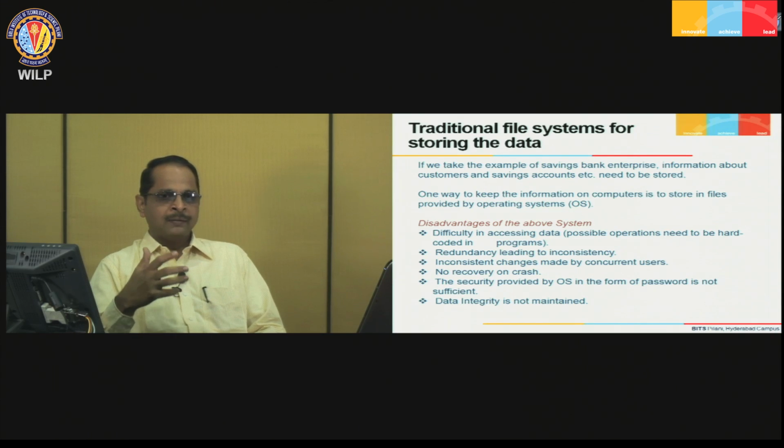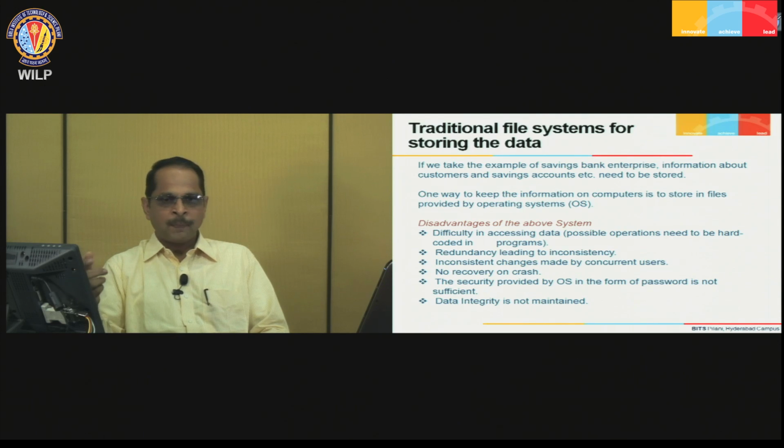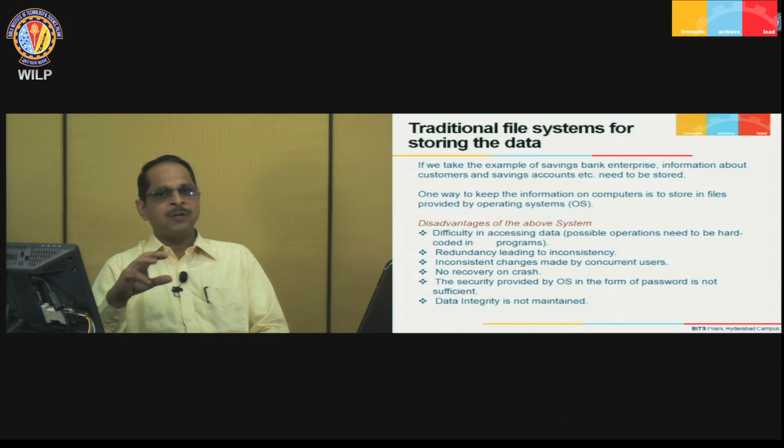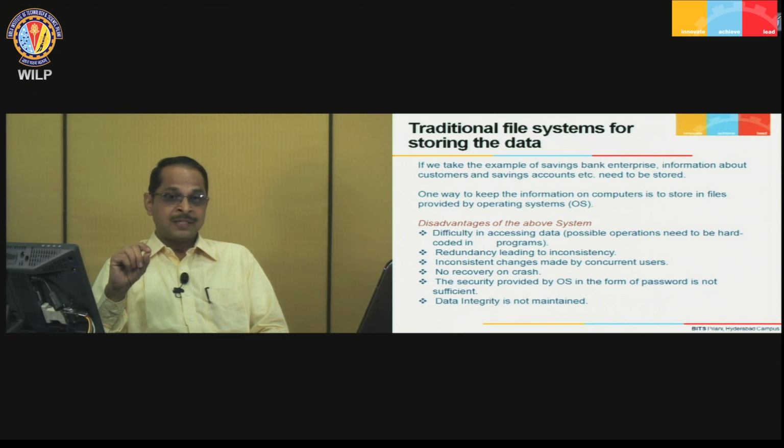Suppose today the customer's phone number is 9498 something. Tomorrow it may change, and if you are redundantly storing the information about the customer in multiple files on the disk, then you need to find all the files, go to the appropriate record, and modify it. If you have stored the phone number by mistake in 3 files, you need to figure out all the 3 files and change them. And if you fail to do that update in at least one file, that leads to inconsistency.